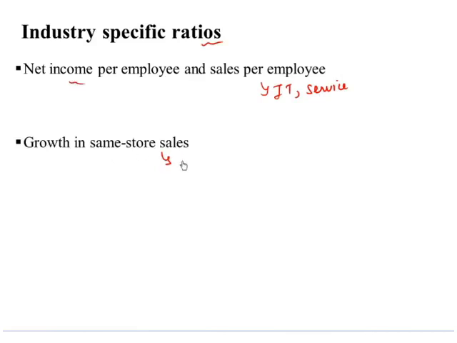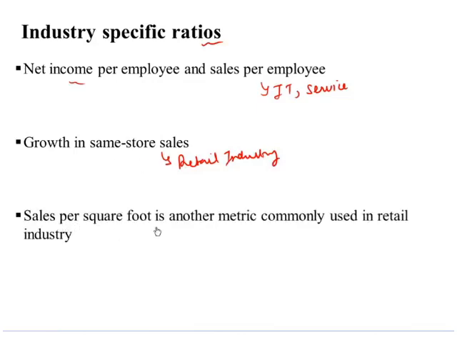Growth in same-store sales likewise is a very popular metric in the retail industry to understand the overall business environment and the economic environment for the industry. Sales per square foot is also used to measure the performance of malls and other retail outlets. And likewise, there are many other industry-specific ratios that companies sometimes employ.